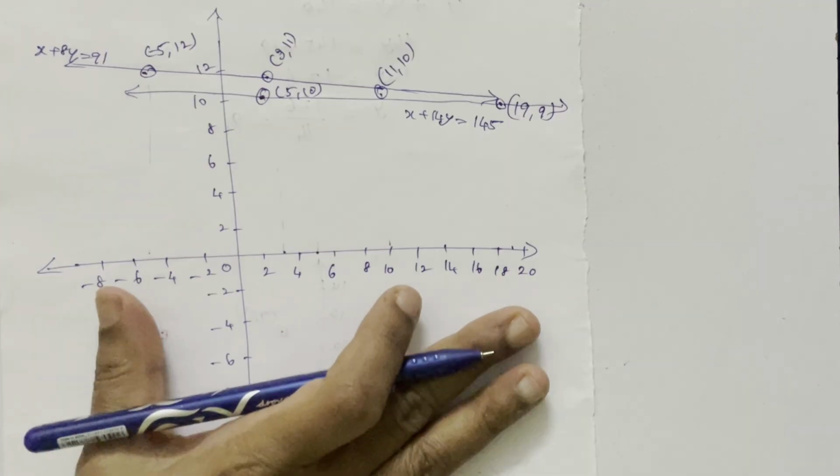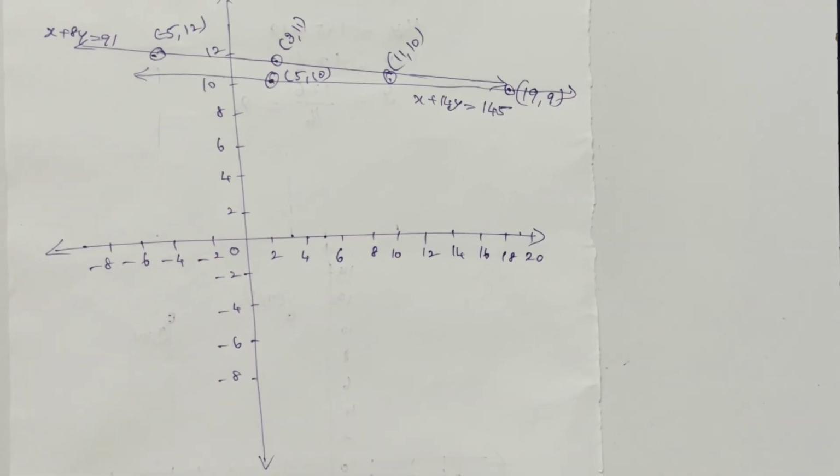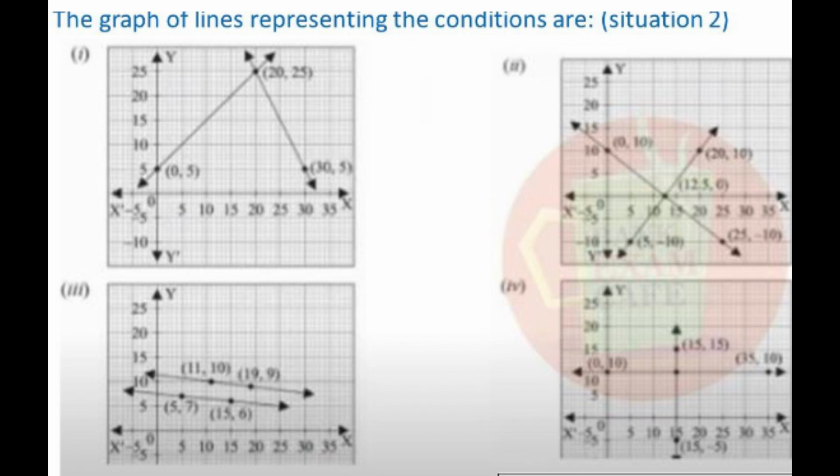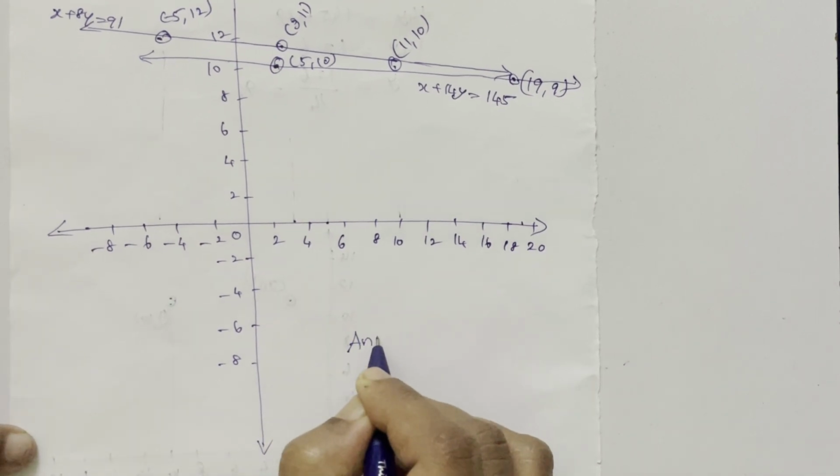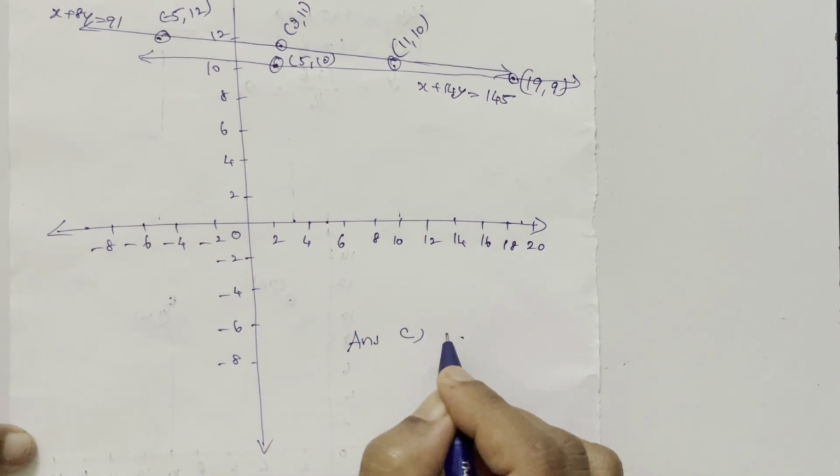Compare this graph with the options. Our answer corresponds to option C. So answer C is correct.